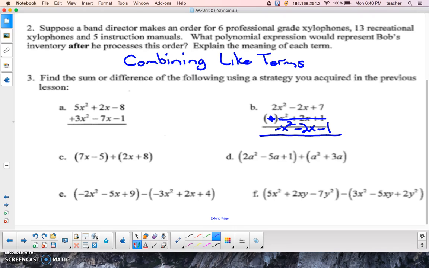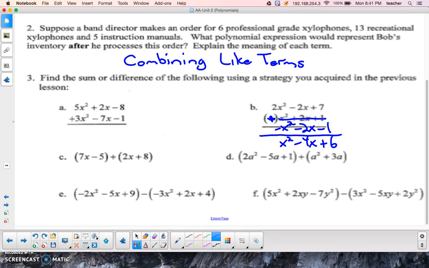Then we can add our like terms. We have a 2x squared and a negative x squared. That gives us positive x squared. We have a negative 2x and another negative 2x. Remember, we're adding. That gives us negative 4x. Notice that the x part doesn't change. The like terms are kept, the variable stays. Negative 7 and a negative 1 is negative 8. And your answer when you simplify this problem is x squared minus 4x plus 6.